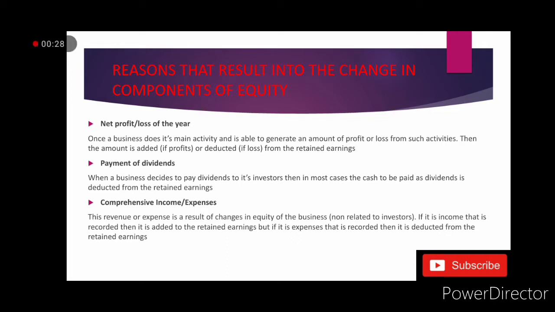If the capital that has been used by the business in other operations resulted in an increase in valuation, then that increase in valuation is recorded in the retained earnings. It's added back into the retained earnings. But if there was a loss in such capital due to fluctuations in equity, then that loss in value is deducted from the retained earnings.